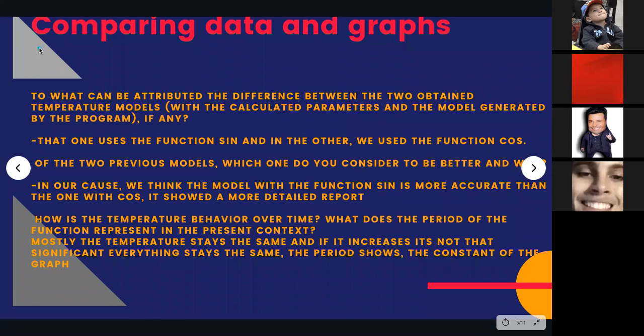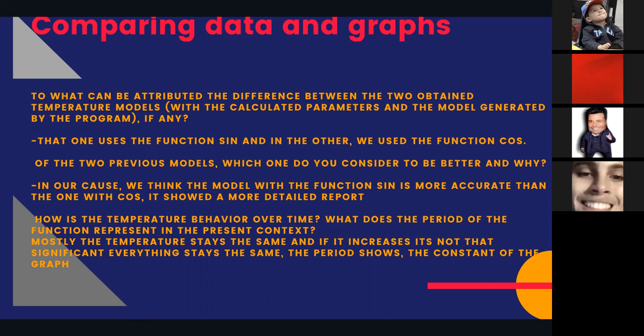Well, afterwards, we decided to compare the data of the graphs, and we answered the following questions. To what can be attributed the difference between the two obtained temperature models, with the calculated parameters and the model generated by the program, if any? We said that one uses the function sin and the other uses the function cos. And the other question is, of the two previous models, which one do you consider to be better and why? In our case, we think the model with the function sin is more accurate than the one with the cos. It shows a more detailed report of the information.